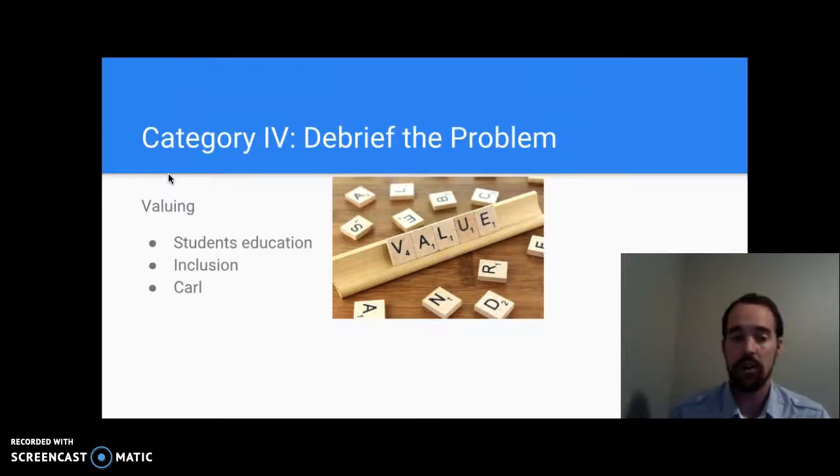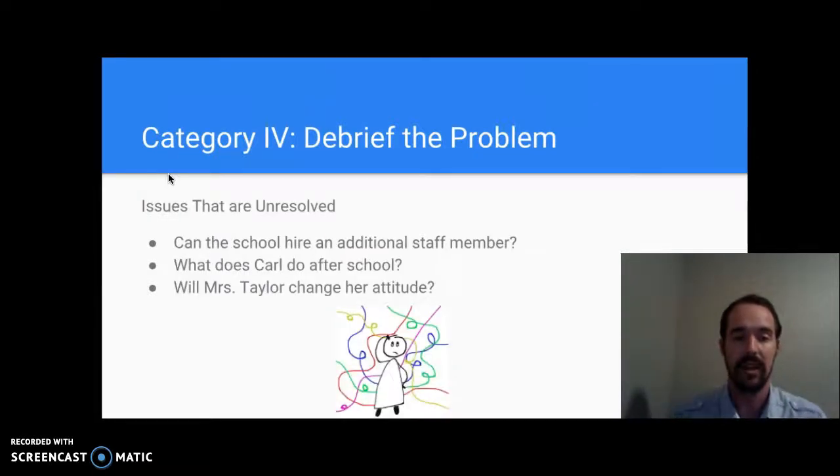I'm valuing Carl in this as well. I think that me showing support of Carl, wanting to get him some additional help, is vital to Carl being successful. I think also me taking time to try to develop a relationship with Carl lets him know that I care. When he knows that I care, he will want to be in class.